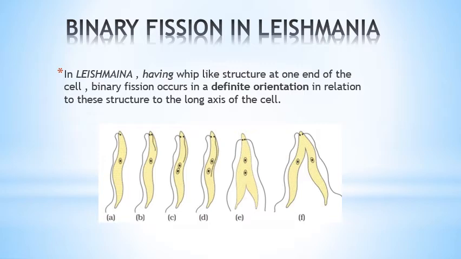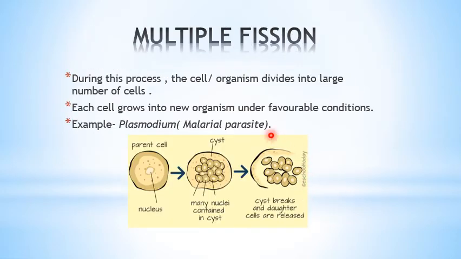Is it clear about the binary fission? About what is the difference between the amoeba and Leishmania? The next is multiple fission. During this process, the cell or the organism divides into a large number of cells, more than two.